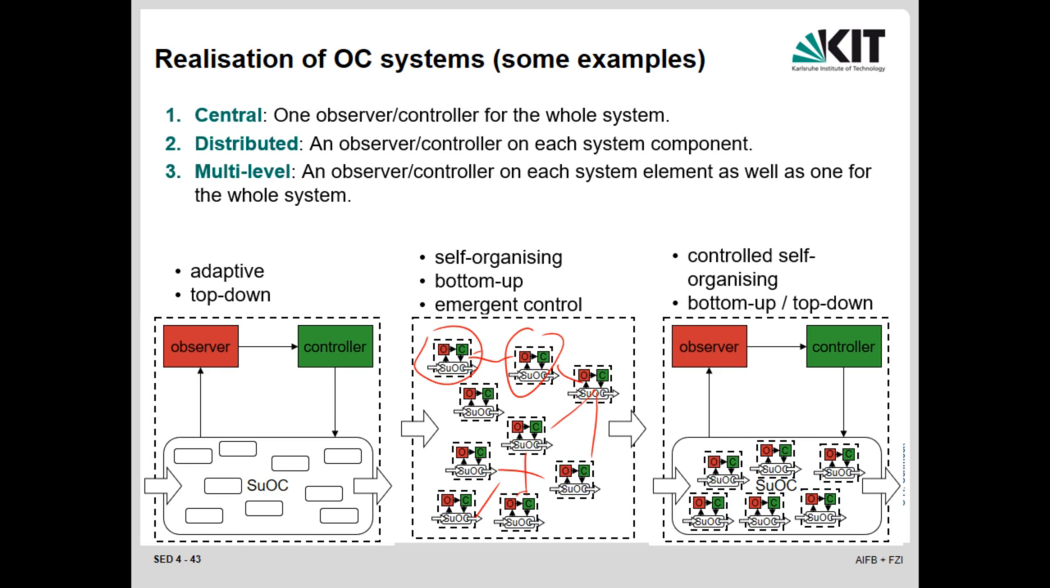hierarchical systems. So this is where this is an adaptive system. This would be completely self-organizing, and here we would have something which we call controlled self-organizing. That means it can run on itself, by itself, just following its internal rules, but we can control and influence it on demand.